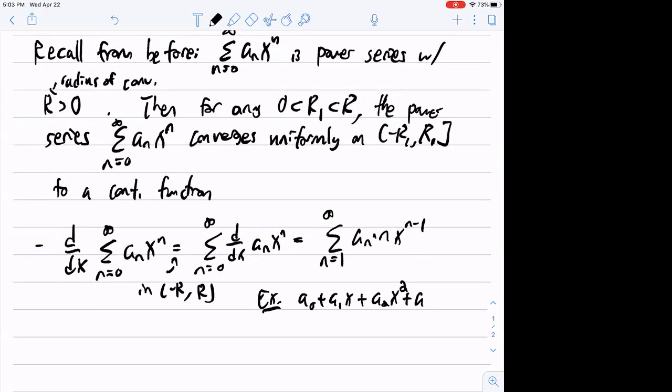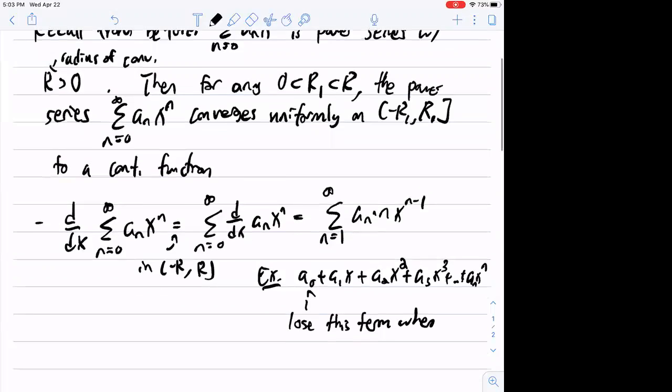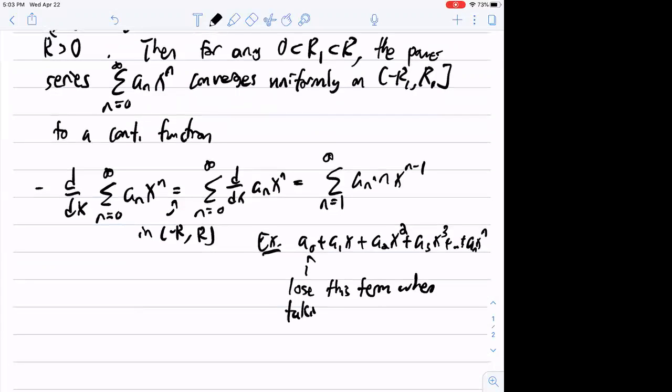Okay, so if we just had a polynomial, if I take the derivative of a_n x^n, you see we lose the constant term when taking the derivative. So we should start at 1, because the 1 sort of represents this term. This term doesn't get killed, but the first term does. So that's why we start at 1.